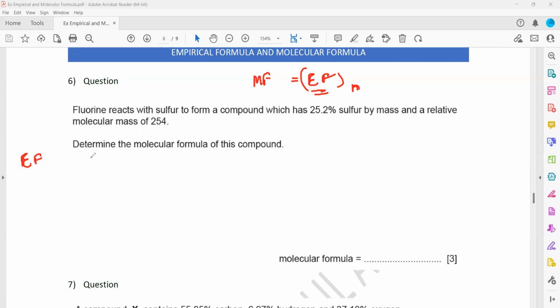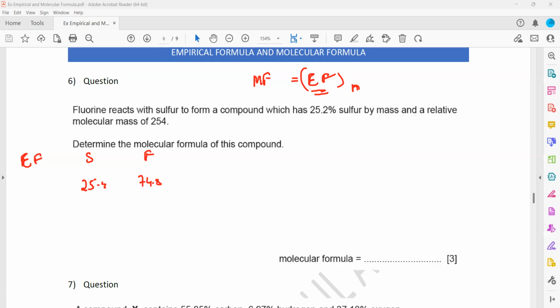How to get the empirical formula? We have the percentage of sulfur, 25.2. What will be the percentage of fluorine? Because we mentioned fluorine reacts with sulfur, so if 25.2% sulfur is there, the remainder of the compound will be fluorine. So 100 minus 25.2 will give us the percentage of fluorine in this compound, because the total percentage should be 100. So we subtract from 100, and this will give us 74.8.